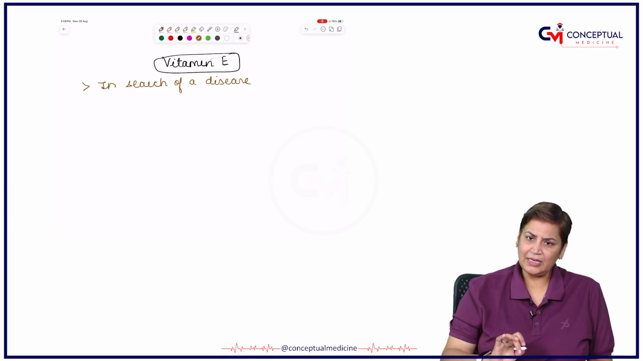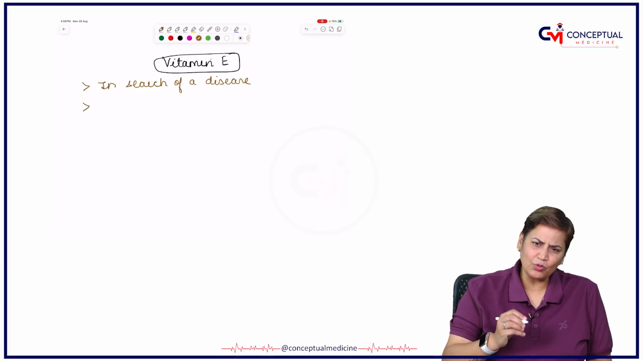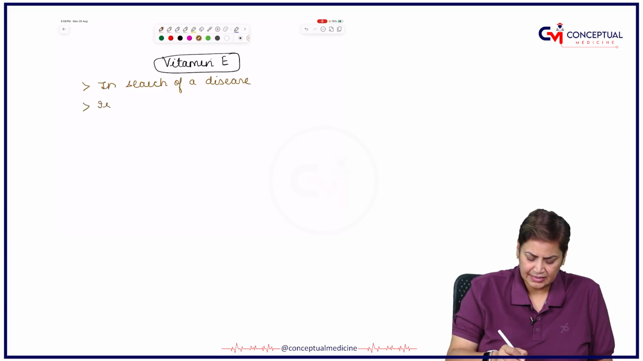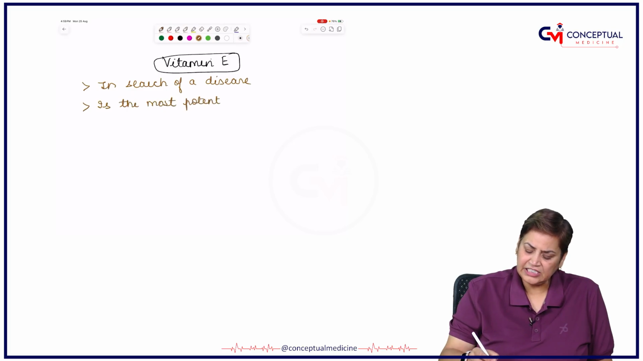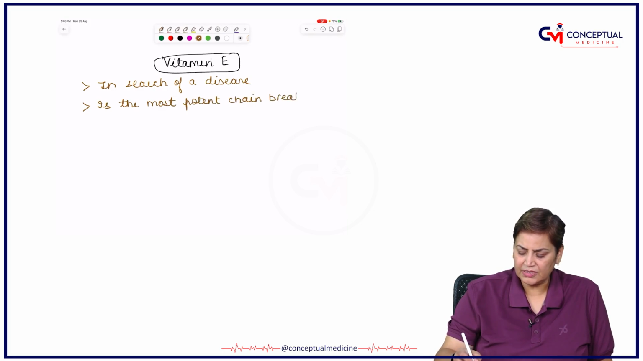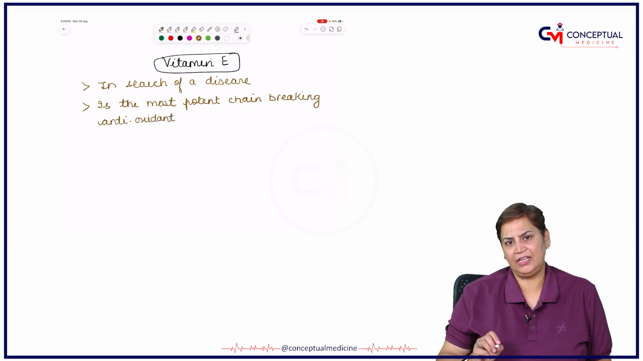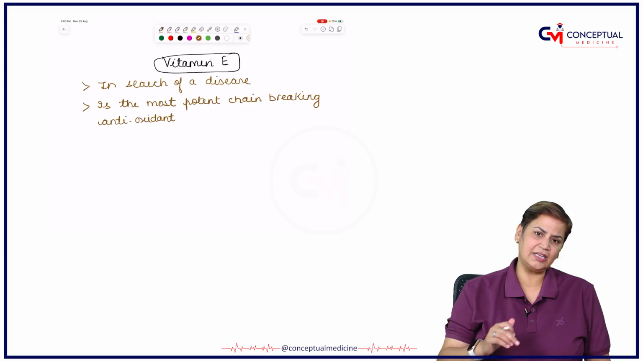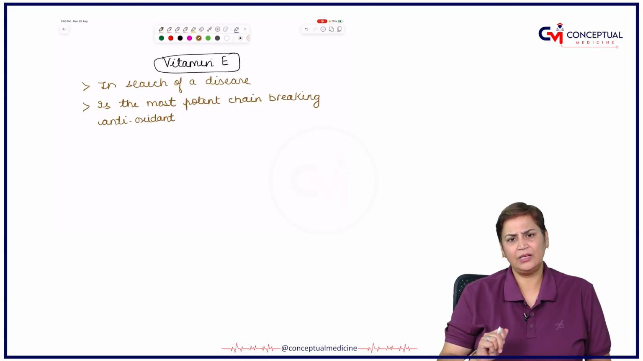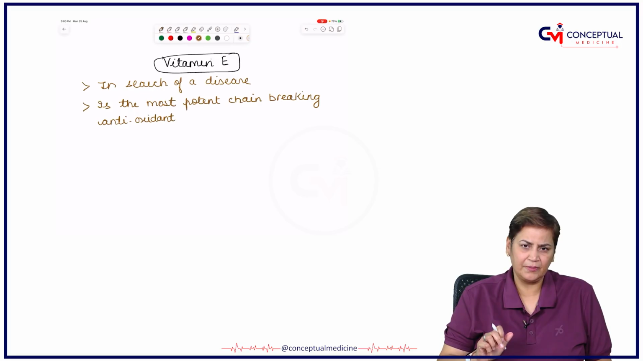So first of all, it is a vitamin in search of a disease, and second, the most important point, it is the most potent chain breaking antioxidant, because antioxidants are of two types, preventive and chain breaking, and this is the most potent one, okay.